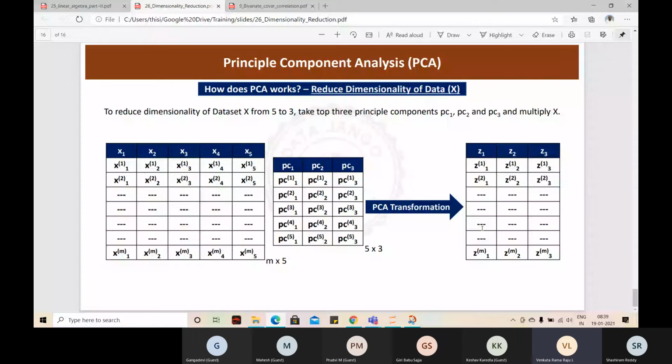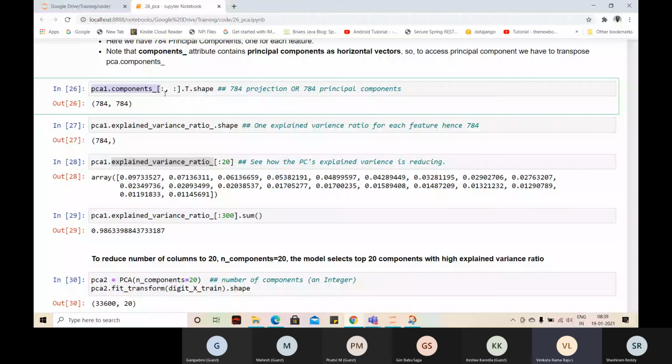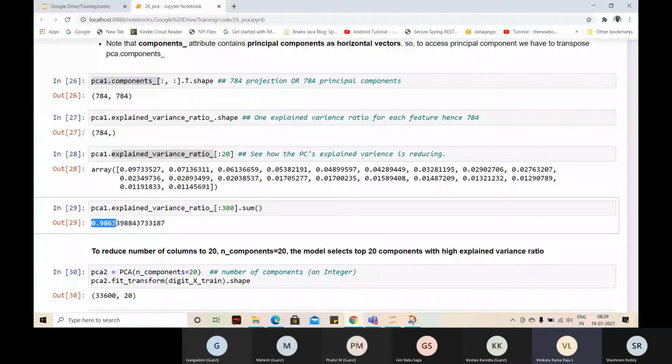If I take the first 300 principal components, n_components equal to 300, what happens? It takes the first 300 components and multiplies my original data, which is going to extract 98.63% of the explained variance ratio. Z1, Z2, Z3, and so on, Z300 will have 98.63% explained variance ratio or multicollinearity.